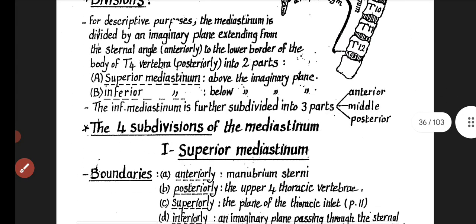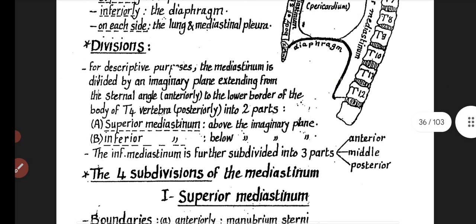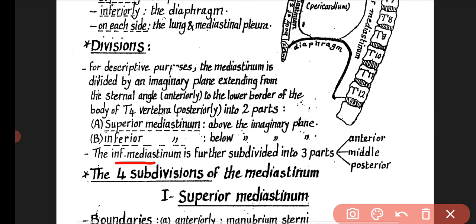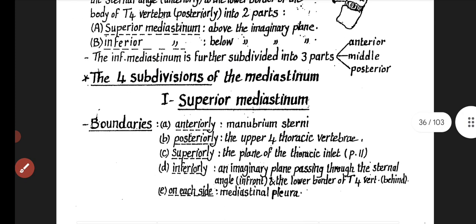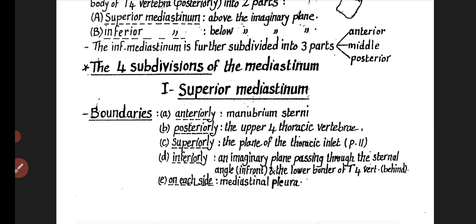Next, the inferior mediastinum is further subdivided into three parts: anterior mediastinum, middle mediastinum, and posterior mediastinum. So there are mainly two divisions, and the inferior mediastinum is further subdivided into anterior, middle, and posterior mediastinum. The first subdivision of the mediastinum is the superior mediastinum.